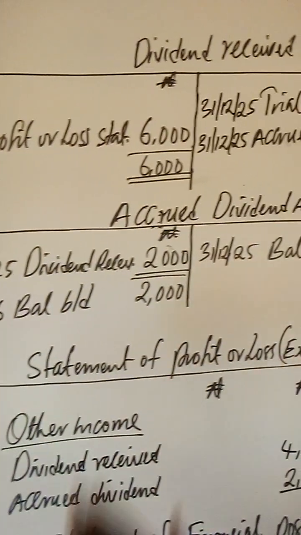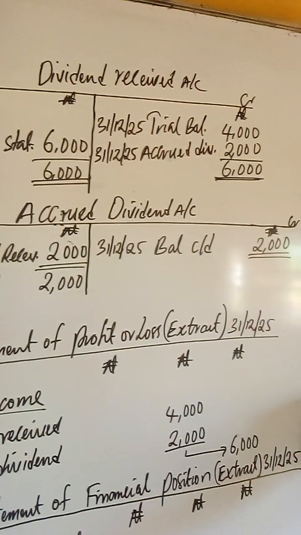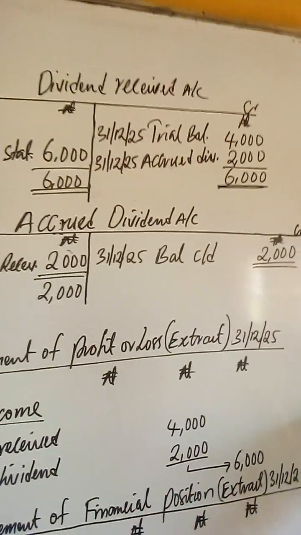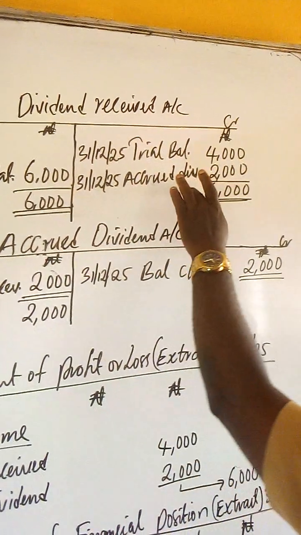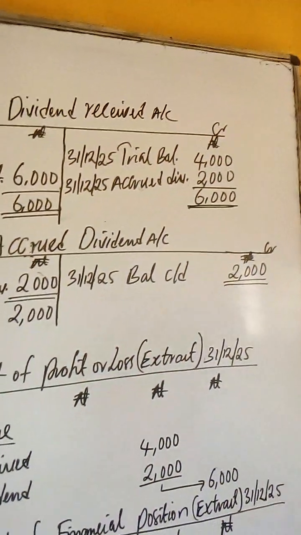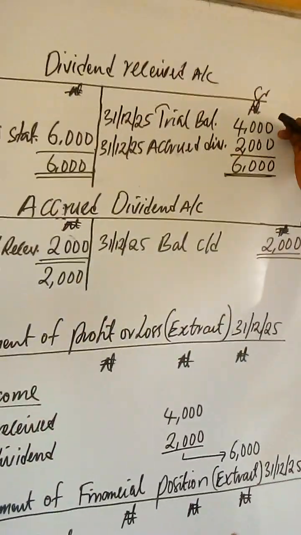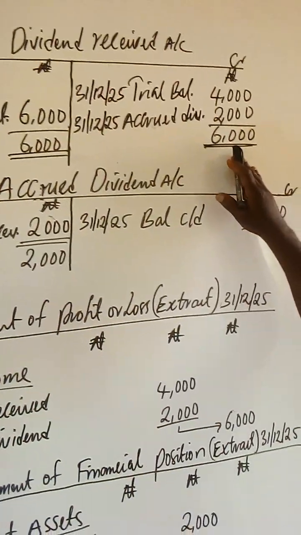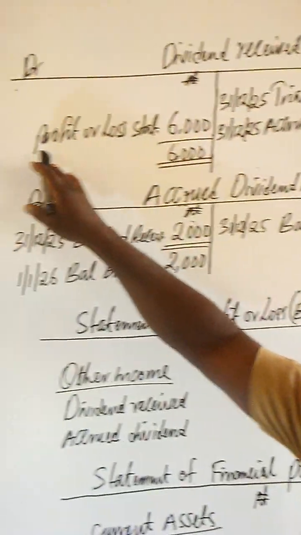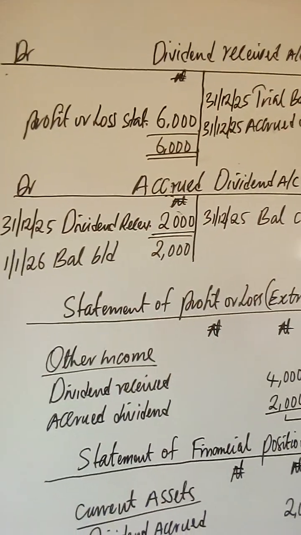Then income accrued in the current year is added. You add it to the one that's already paid. So here we add the accrued dividend of 2,000, which was supposed to be paid but was not paid. If you add the accrued income to the one that was already received in the current year, you will get 6,000. Then 6,000 is what we charge in the profit or loss account.